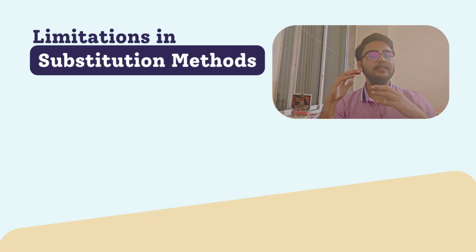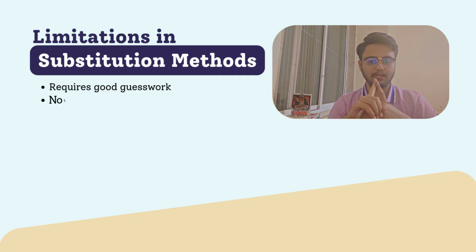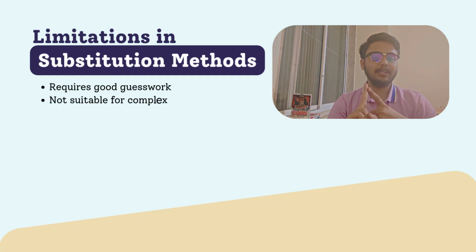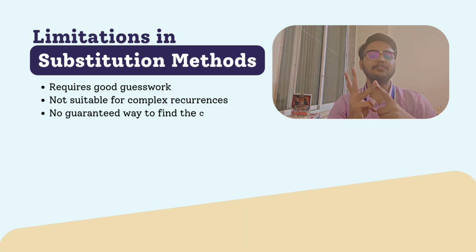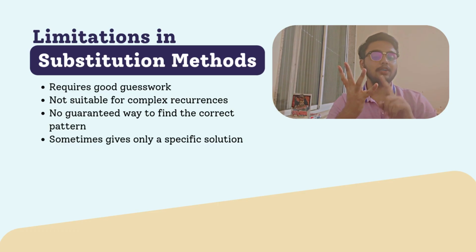Even though this method is very useful, it has some limitations as well. So the first limitation is we need to guess the pattern to understand the substitution relation. Guessing may be difficult for complex relations. There is no guarantee that the substitution will simplify the expression, and it is not ideal for divide and conquer recurrences. To solve this, we need to use master theorem only. So substitution works for simpler linear recurrences but not always for complex ones.